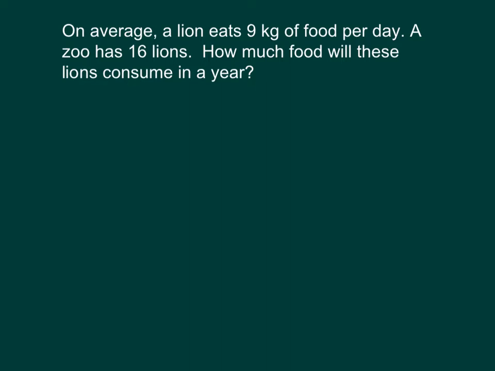It says, on average, a lion eats 9 kilograms of food per day. Let's start with a bar model here. And so that's 9. That's how much an average lion eats per day. The zoo has 16 lions, so we need how many 9s? If we are thinking about a day here, we would need 16 of these, right? Because there are 16 lions.